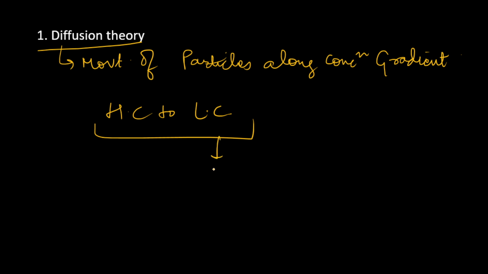Suppose in roots we have low concentration and in the soil we have high concentration. So obviously ions will move from the soil to the roots along the concentration gradient. So this is what diffusion theory is. I don't think we have to go into that much detail in the diffusion theory. Just remember that they will move along the concentration gradient, from high concentration to low concentration. And I hope you understand this.